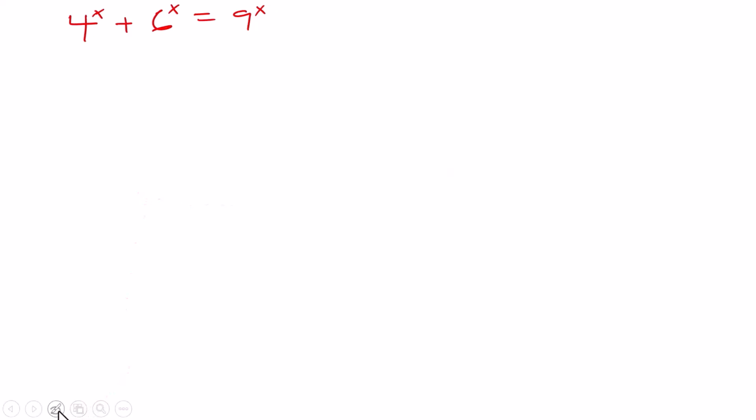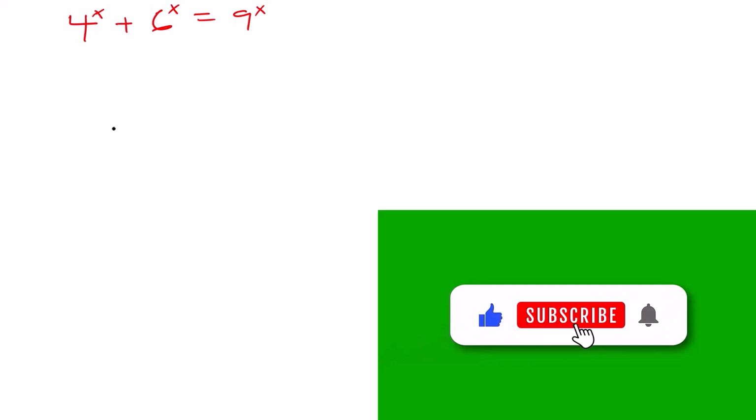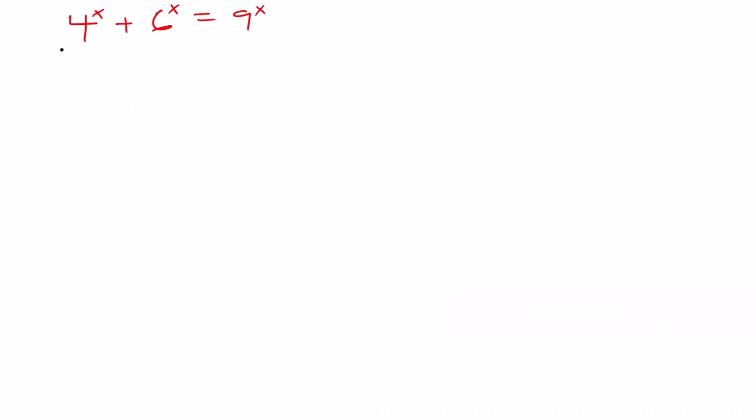Okay, so we have this exponential equation: 4 raised to x plus 6 raised to x equals 9 raised to x. Let's solve this together. So the first thing to do here is to divide each term by the first term. So this is the first term. I want to divide each term by the first term.